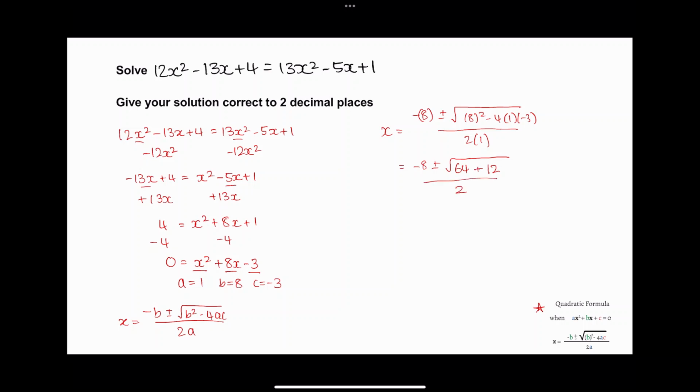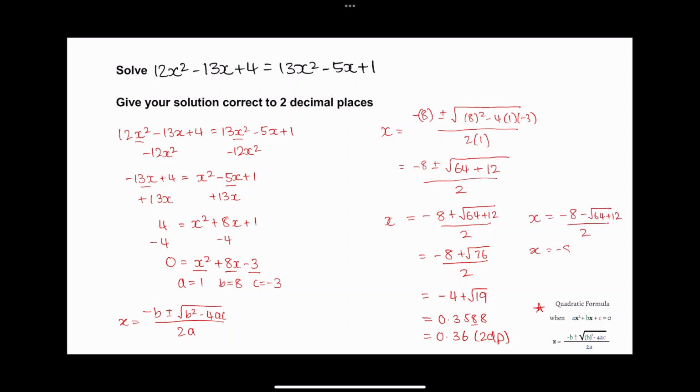Once again, follow the procedure from the previous questions: write the formula, substitute in the correct numbers, and then type it into your calculator. The question requires you to give your answer to two decimal places. So your final answer comes to minus 8 plus or minus root 76 all over 2, which can be rewritten as minus 4 plus or minus root 19. In terms of decimals, this is 0.36 and minus 8.36 to two decimal places.